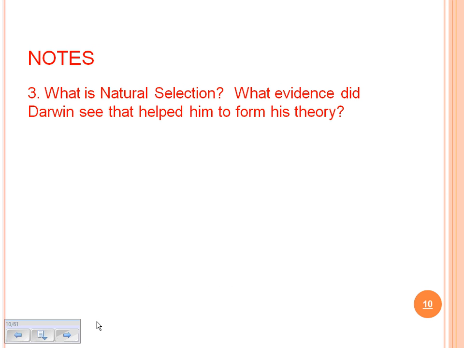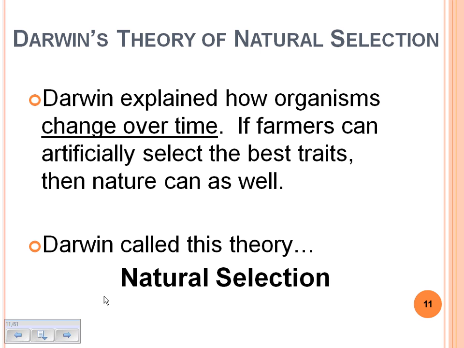So if we move on to essential question number 3, what is natural selection specifically, and what evidence did Darwin see that helped him to form his theory? Darwin exclaimed that organisms do change over time. For instance, if farmers can artificially select the best traits, then nature can as well.